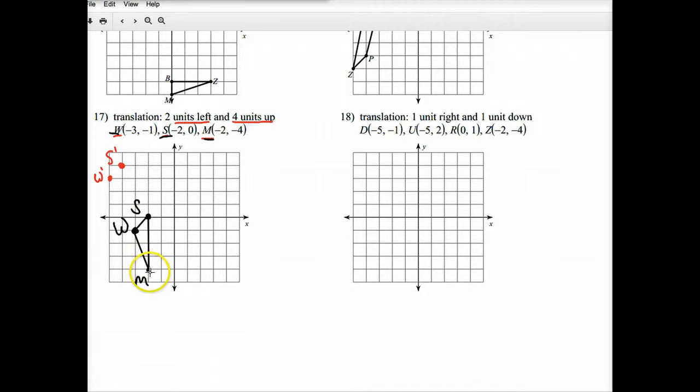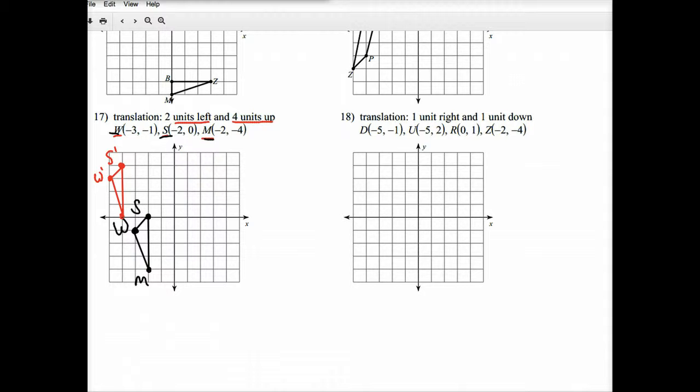And then M, I'm guessing it's going to be right here. Let's see if we're right. 2 units left and 4 units up. Perfect. So then I would connect those with straight lines here. Doesn't have to be perfect, but it is nice to have it decently clean. And there we go. That's the big idea with this whole translating thing.